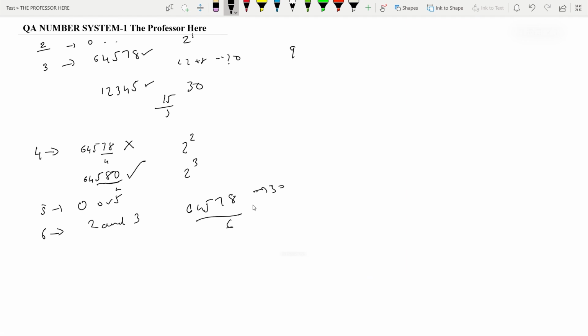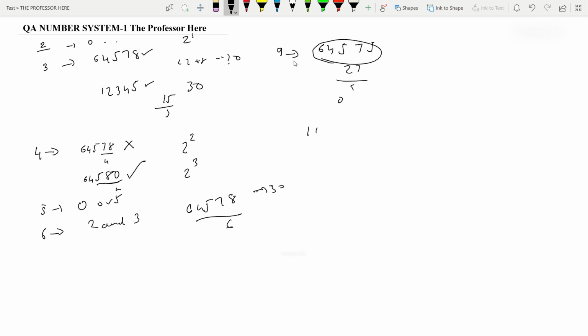Now for divisibility by 9, a number is divisible by 9 if the sum of its digits is completely divisible by 9. An example would be 64575. When we add the digits, 6 plus 4, 10, 15, 22, 27. So 27 is divisible by 9, so this number is divisible by 9. Next is divisibility by 10. The last digit is 0.